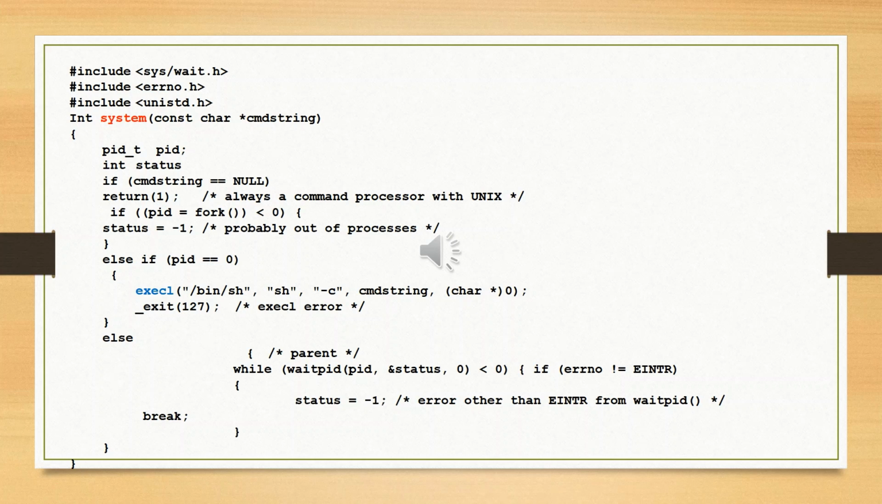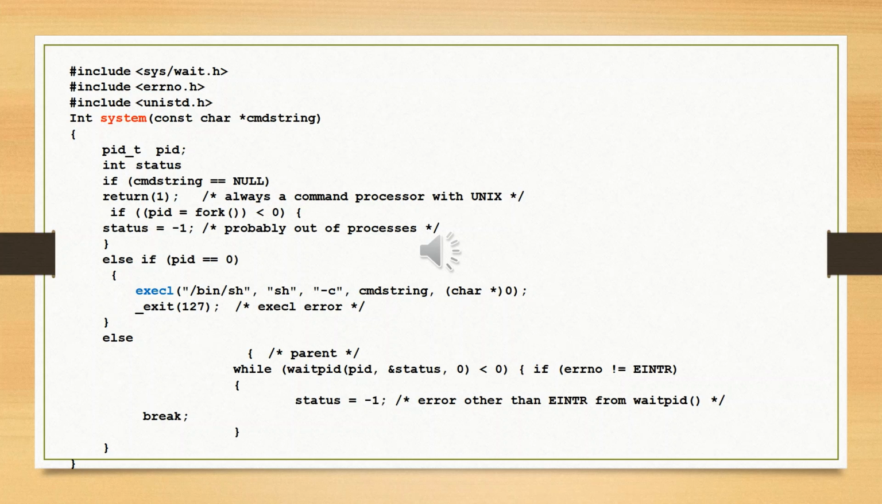Else if PID is equal to 0, then it calls the execl function with the corresponding /bin/sh, with the argument sh, the corresponding command string to be printed, and the terminating character 0. Then it calls the exit function with 127, nothing but an error. Else you can call the parent process, where waitpid is called with the process ID of the corresponding function until the condition is less than 0.